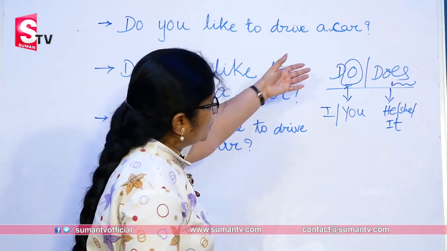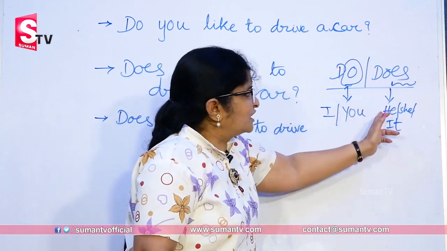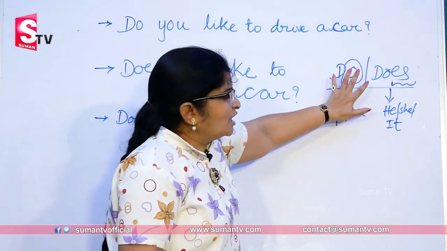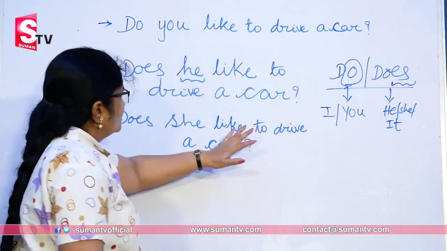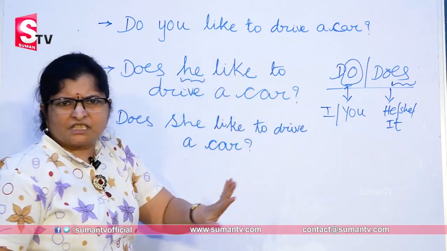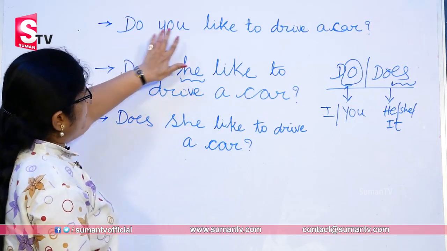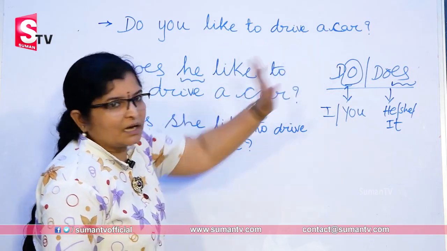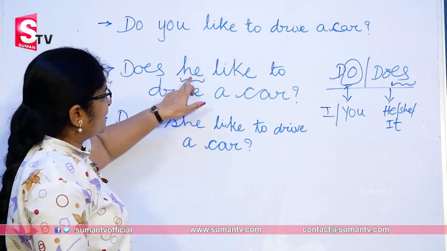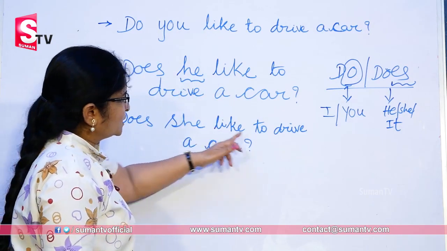Yeah, good. So whenever we have do, you will be having I and you. Whenever you have does, you have he, she, it. Taking this into, because we learnt it earlier. Now keeping this in mind, what are we doing here? We are using the same thing to frame a question with the same rule. We are not changing at all. Now it goes like, do you like to drive a car? Now does, you place the word, yeah, good. You place the, we are using he. Does he like to drive a car? Good. Does she like to drive a car?